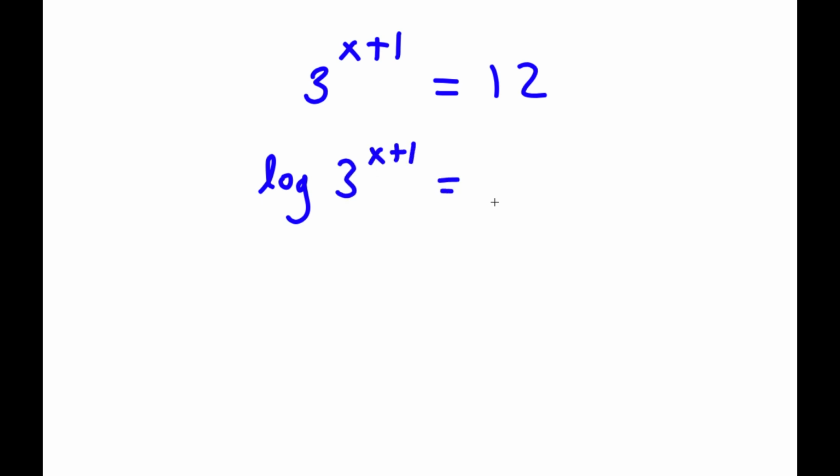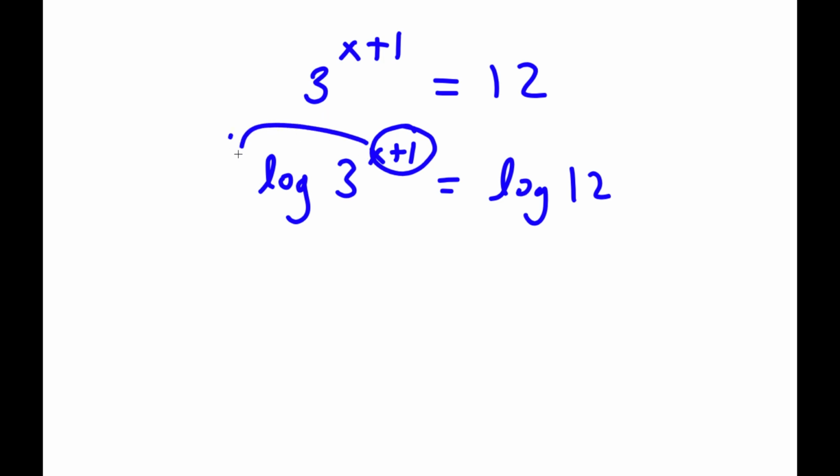Alright, so in this problem, I have 3 to the power of x plus 1 is equal to 12. So let me write this down. 3 to the power of x plus 1 is equal to 12. To solve this problem, I'm going to first start by taking the log on both sides. So now I have log 3 to the power of x plus 1 is equal to log 12.